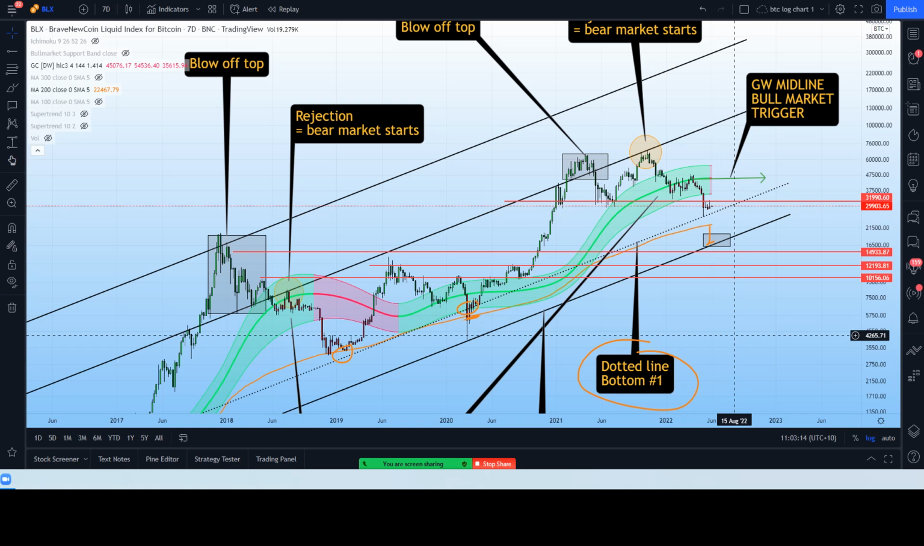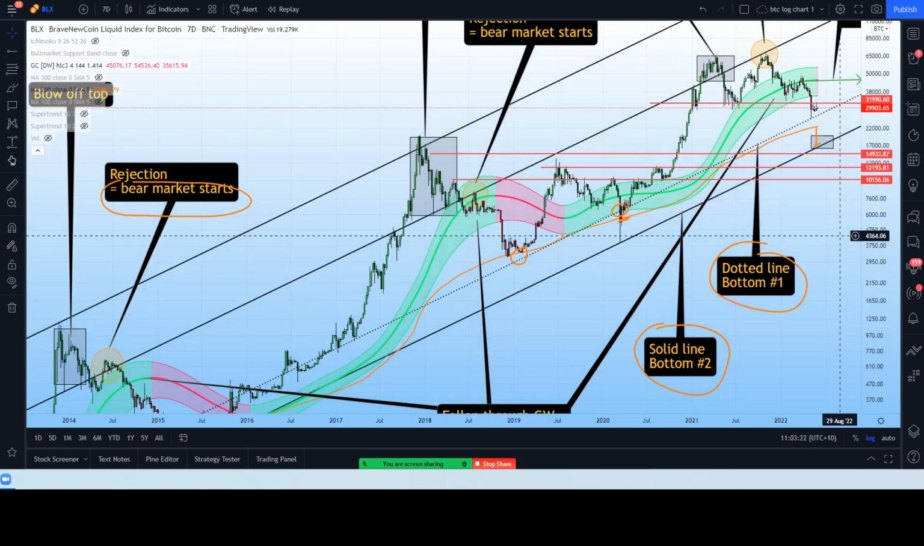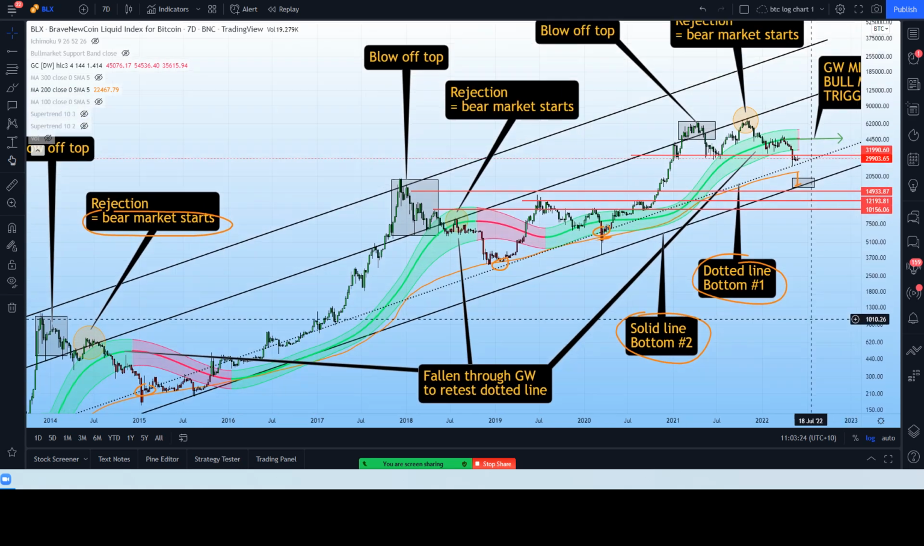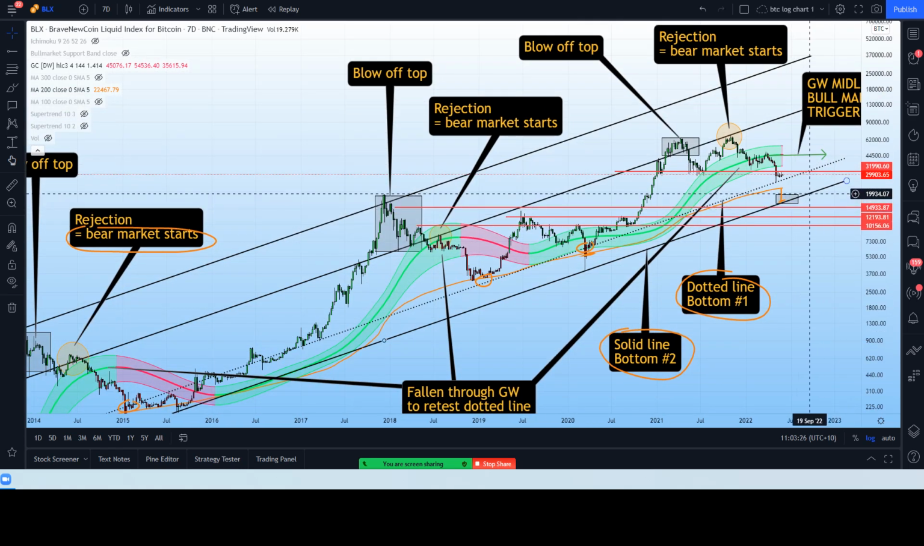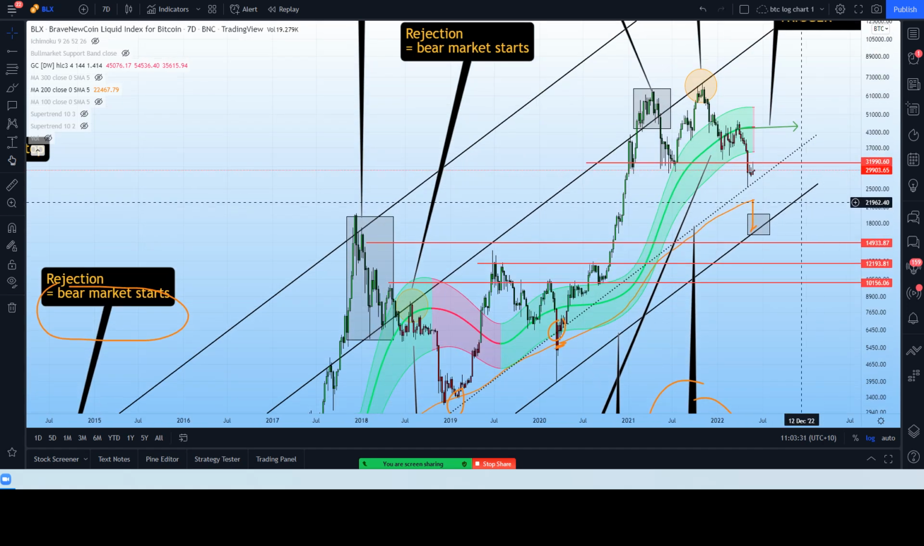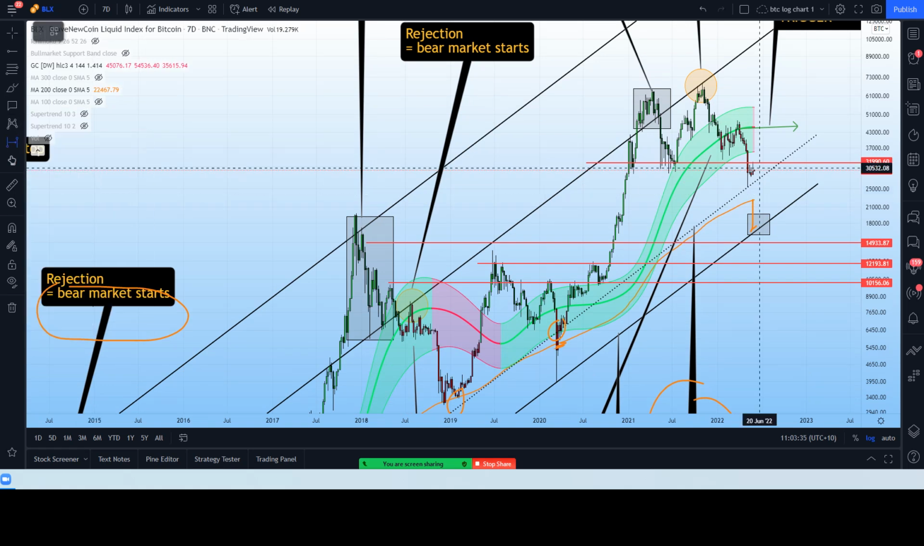Mm-hmm. Okay. What's interesting about this chart, which I haven't thought about before, is that your bottom solid black line here, if it takes longer for Bitcoin to bottom out, for example if we bottom out in November, the 200-week SMA could actually touch and join up with that solid black line to make kind of the ultimate bear market bottom zone. I don't know, it's just speculation. I just thought I'd bring it up.